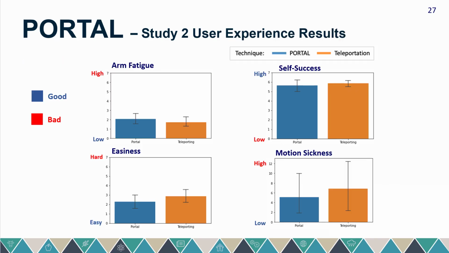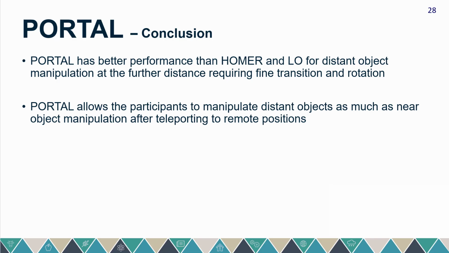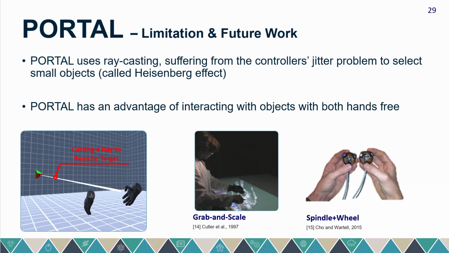For all the subjectively evaluated measurements of arm fatigue, self-success, easiness, and motion sickness, Porter and teleportation provide similar user experience. In conclusion, Study 1 shows Porter has better performance than direct Homer and linear offset technique at the further distance for distant object manipulation requiring fine translation and rotation. Study 2 shows Porter allows the participants to manipulate the distant objects as much as near object manipulation.